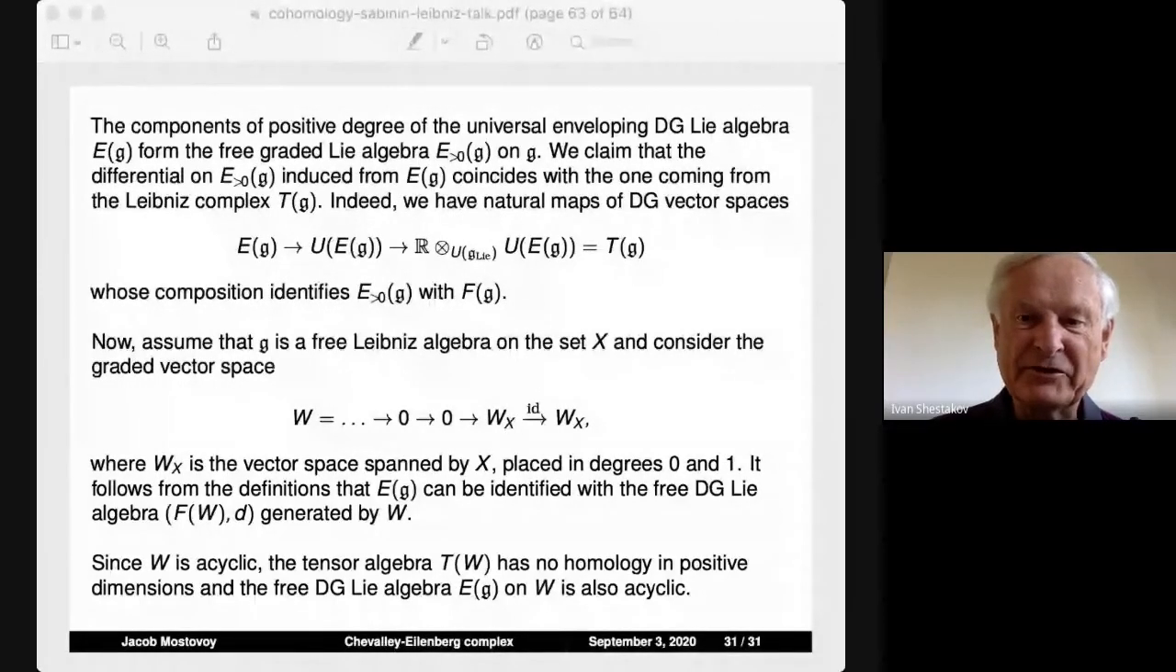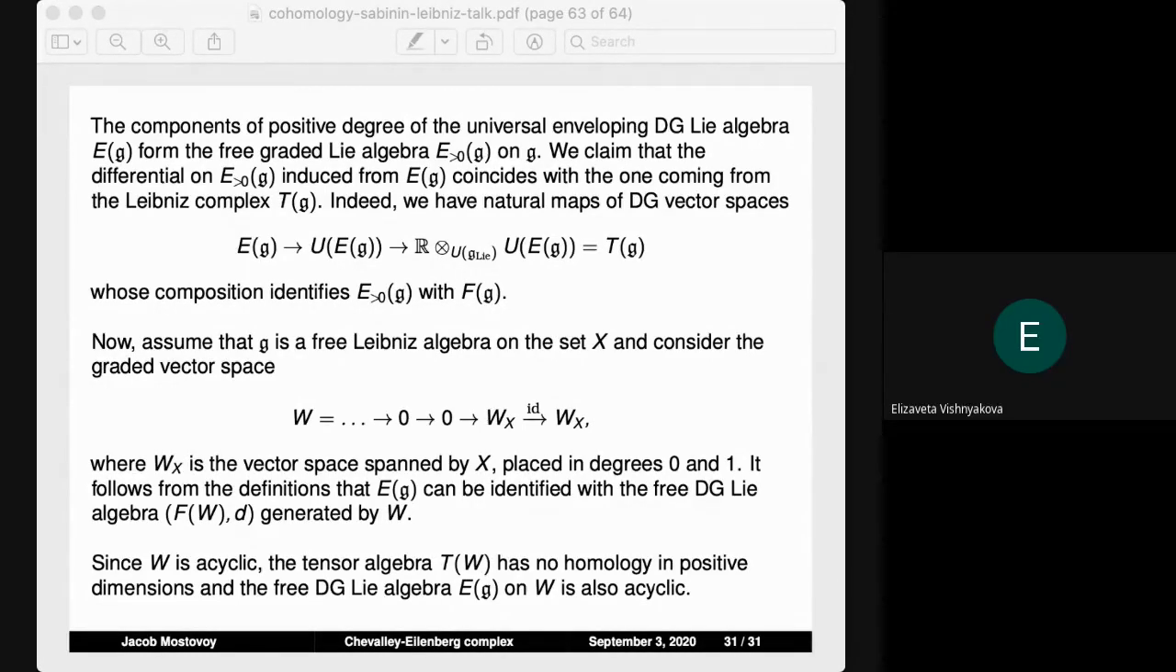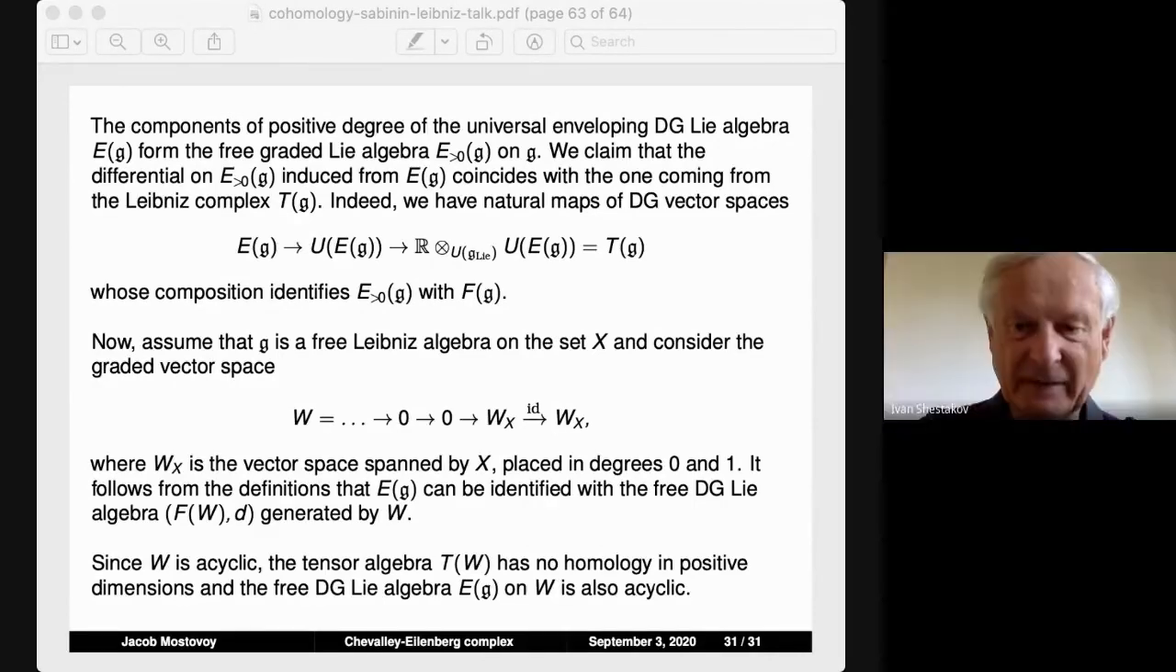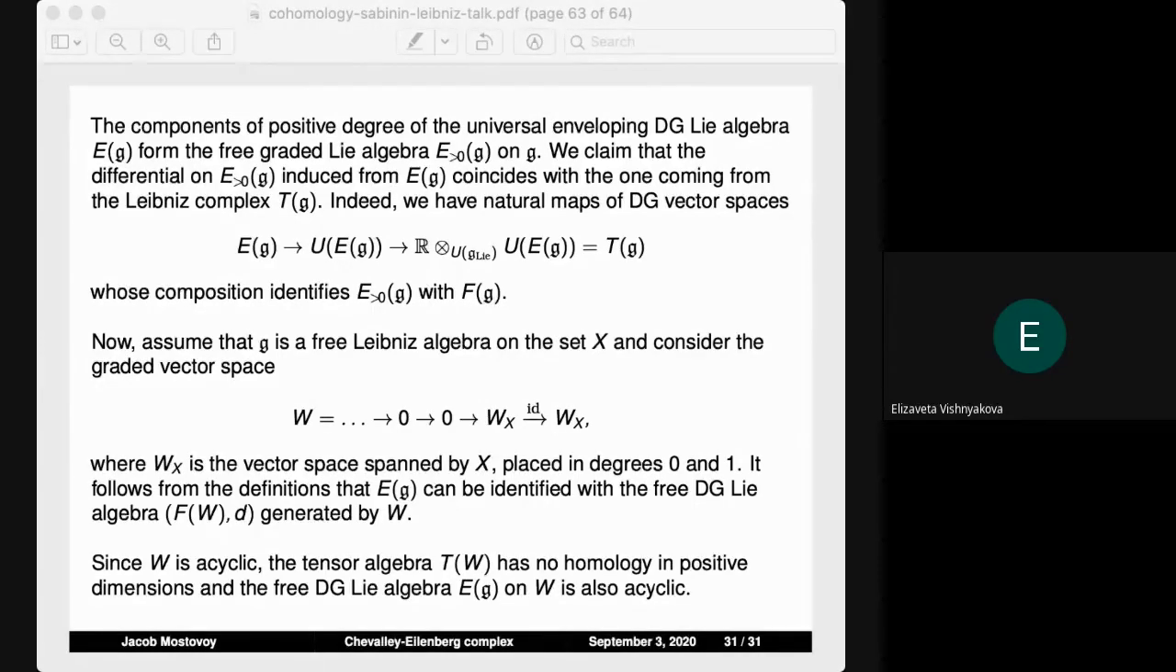Now, questions or comments, please. Hello, may I ask a question? Yes, sure, you can. So I understood correctly that Leibniz algebra comes from DG algebra. What's the idea of the proof? How can you construct a DG algebra for a given Leibniz algebra?